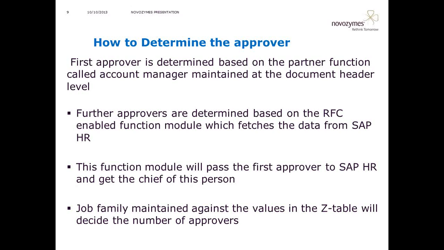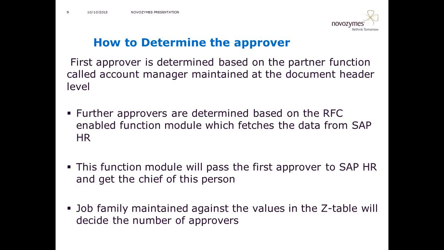And as I told you, the first approver is determined based on the partner function called the sales representative or the account manager maintained at the document header level. This piece of information we are getting from the customer master, and from the customer master, it will flow to the credit memo request. And then our function module will use this data to determine the first approver in the flow.